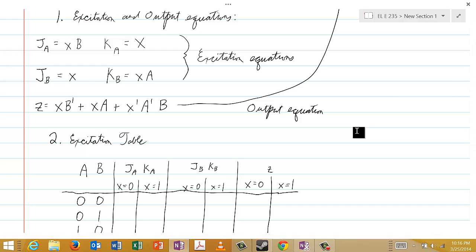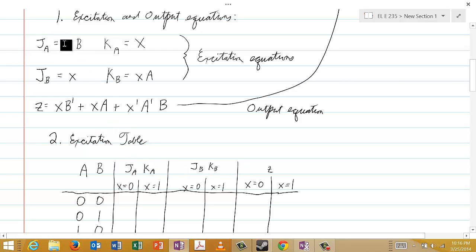Here we have JA and KA for both x equals 0 and x equals 1, and JB and KB for both x equals 0 and x equals 1. And notice that here on the Mealy machine, since the output depends on X as well, we need to have the two columns here for the output Z. Okay, so let's see how this goes.